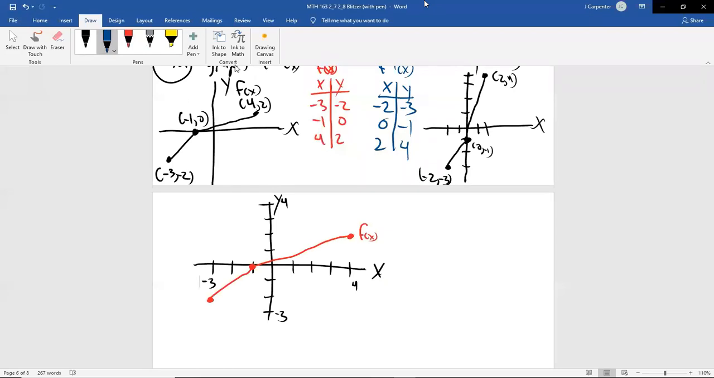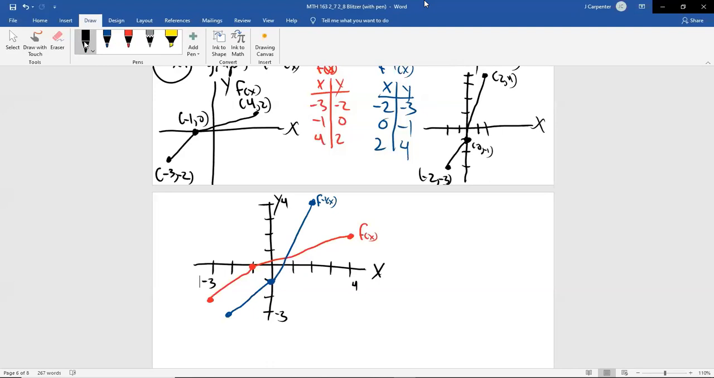Now let's do the inverse function. That was (-2, -3), so left 2, down 3. Then (0, -1), and then (2, 4). Connect. And it almost looks like I'm drawing a chromosome. That's actually a good sign. That's our f inverse of x for this particular problem.